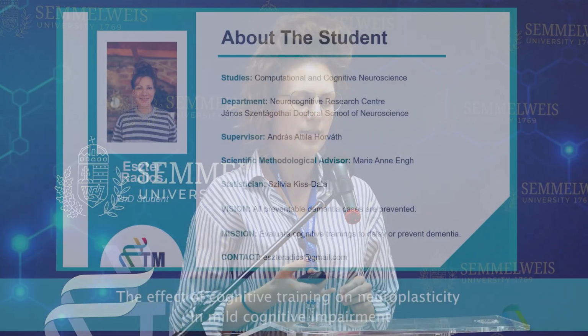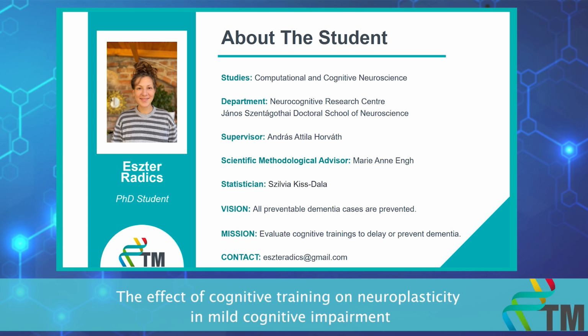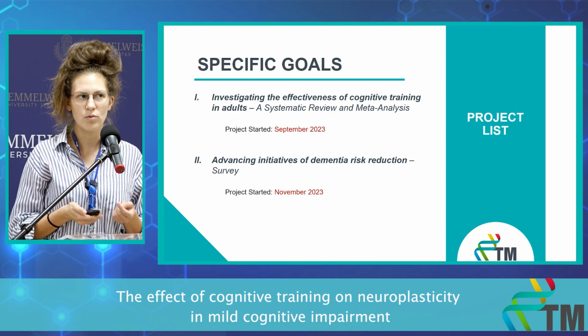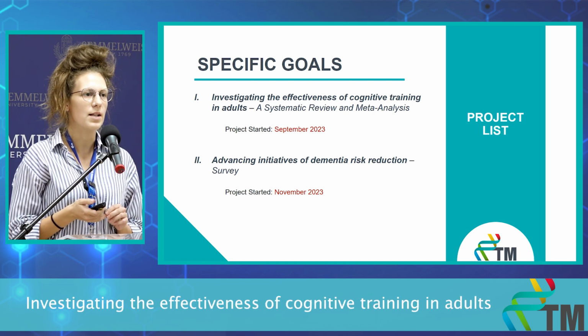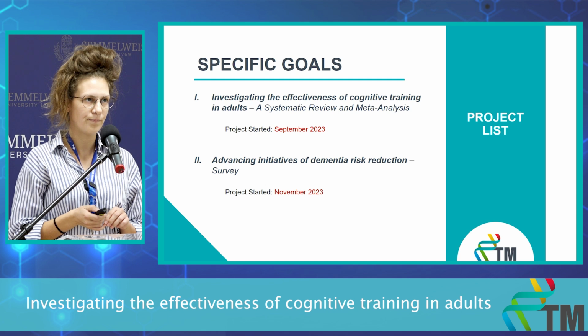My vision is that all preventable dementia cases are prevented, and my mission is to evaluate cognitive trainings to delay or prevent dementia. I specified 2 goals you can see here. One of them is a meta-analysis, and another one is a survey.